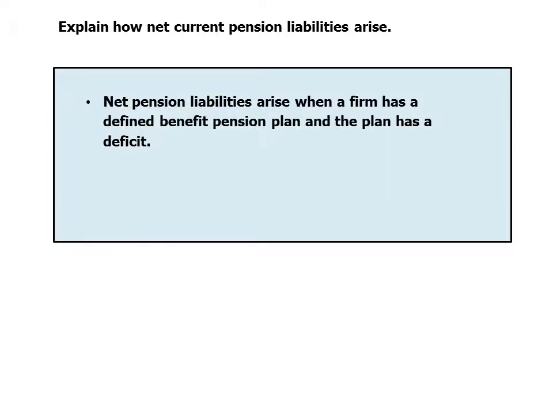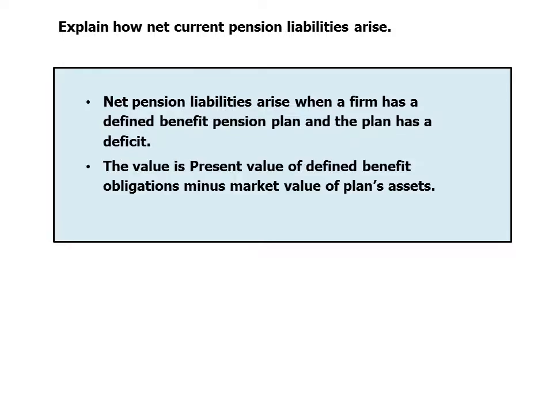Explain how net pension liabilities arise. Net pension liabilities arise when a firm has a defined benefit pension plan and the plan has a deficit. And the value is the present value of its defined benefit obligations minus the market value of the plan's assets.